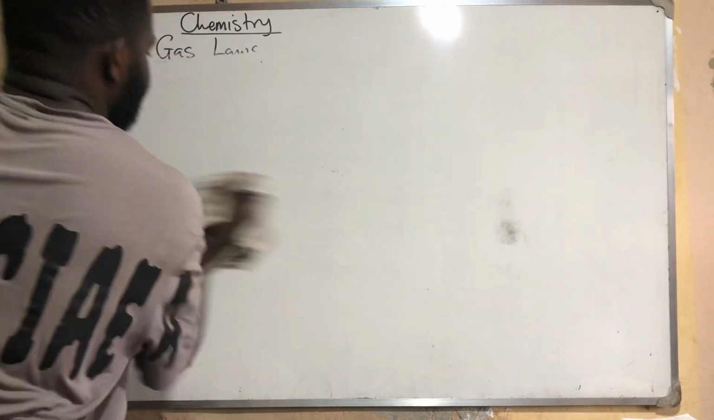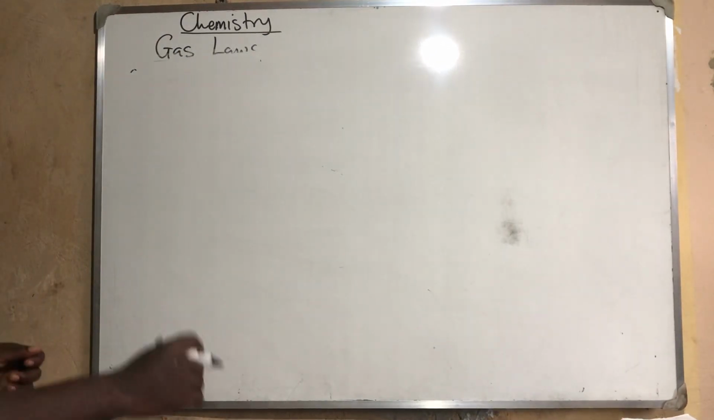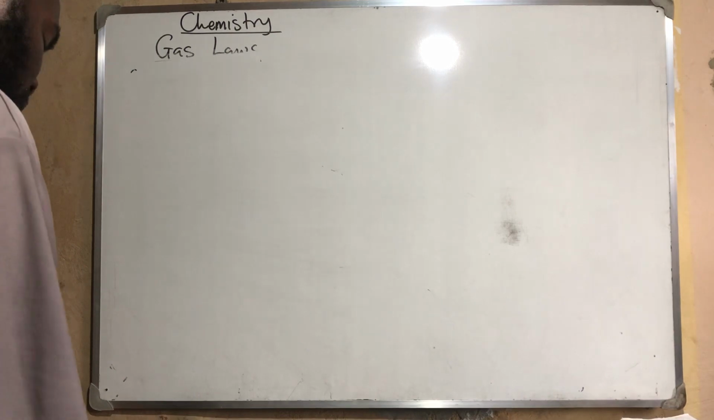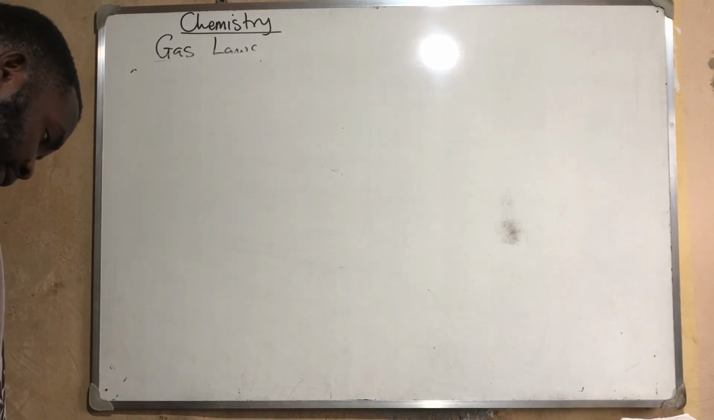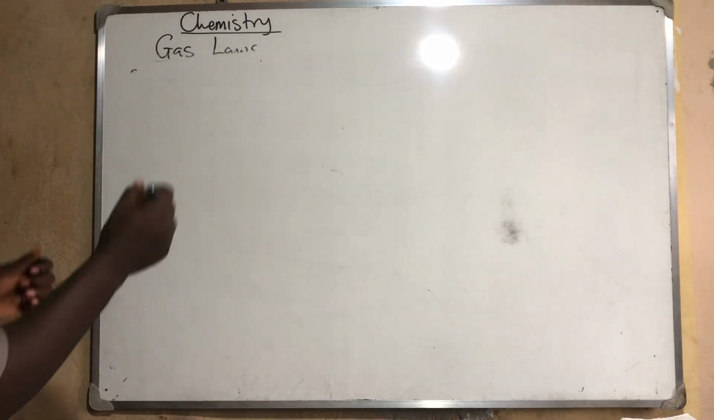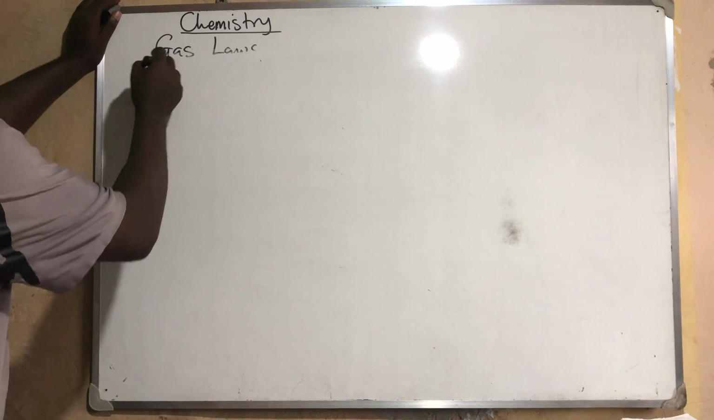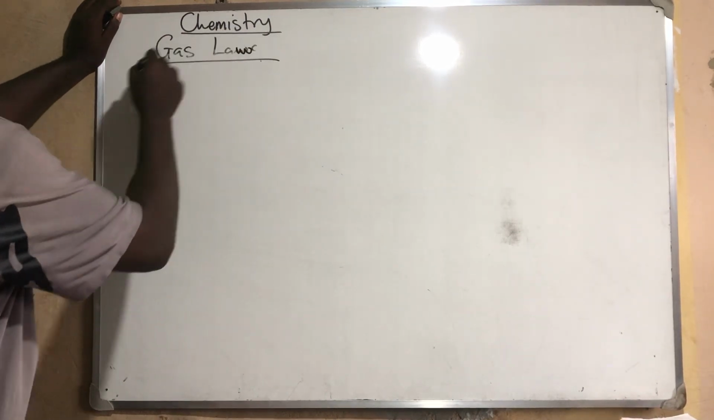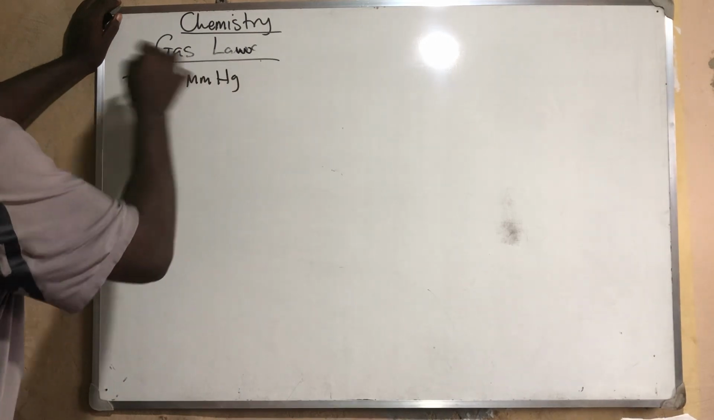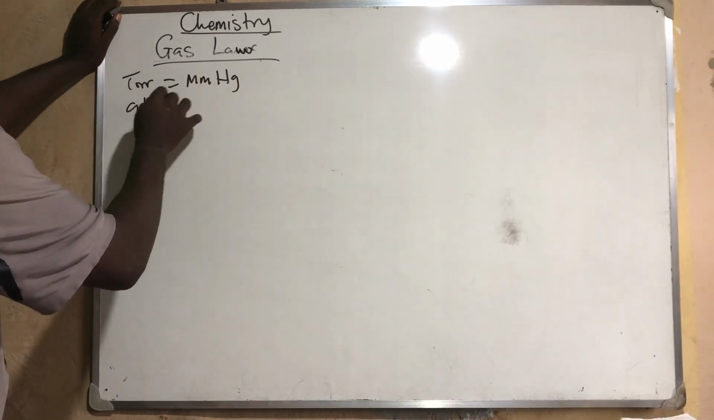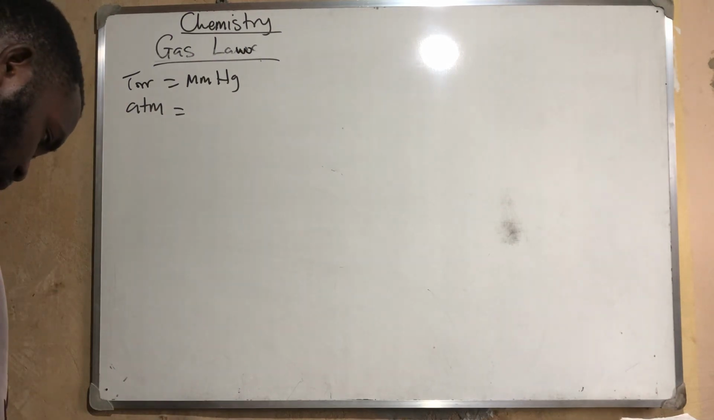Question number 2. Please, another word for millimeter mercury is what? I think it is Torr. Yes, please. Another word for millimeter mercury. You need to note this thing. These things are very important. That Torr is the same thing as millimeter mercury.